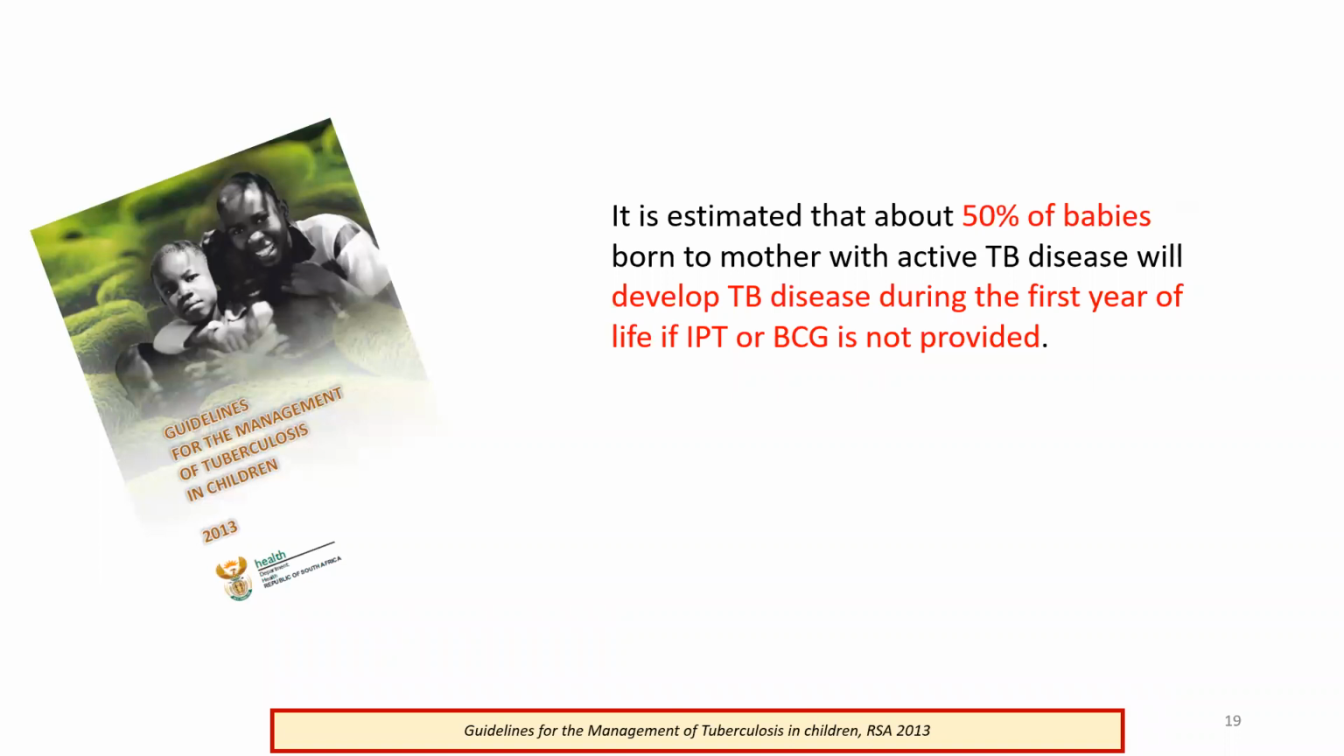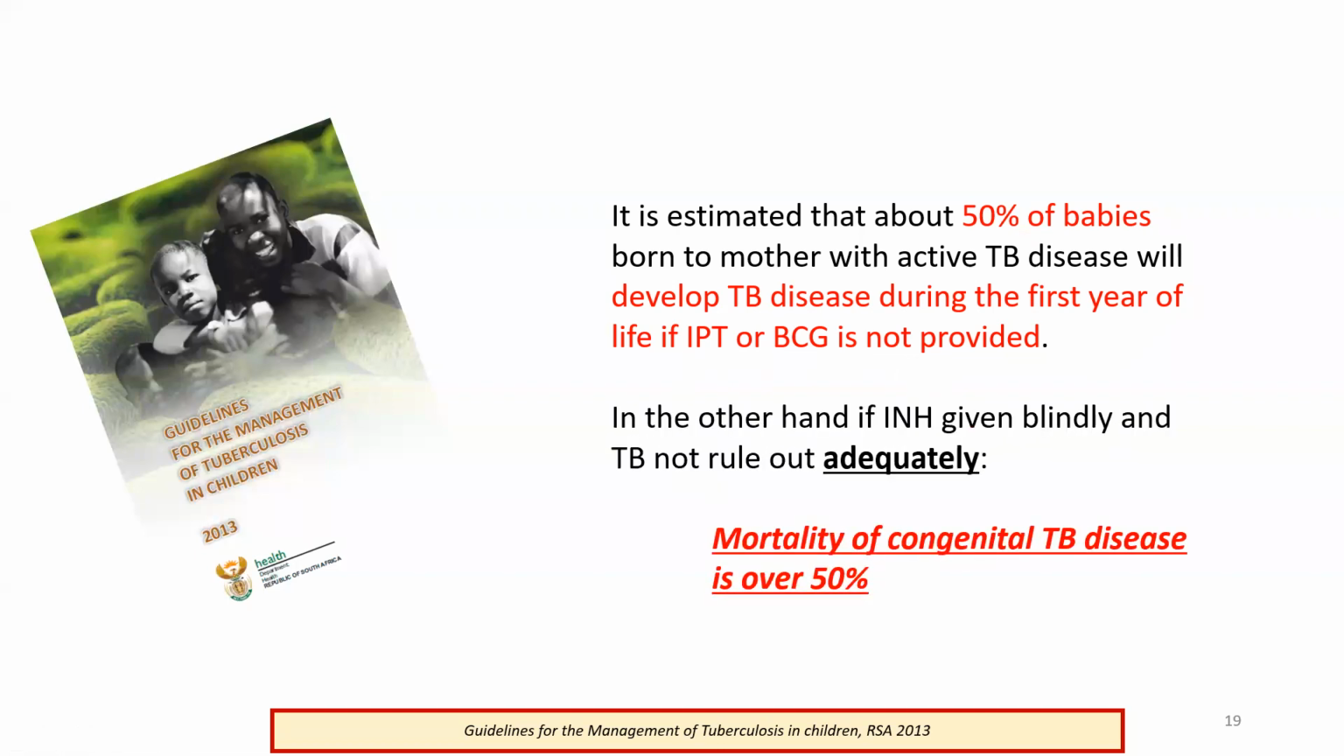Now, it is estimated that 50% of babies born to mothers with active TB disease will develop TB disease during the first year of life if IPT or BCG is not provided. So it's very important to examine those babies, follow them up, and provide appropriate prophylaxis or immunization.